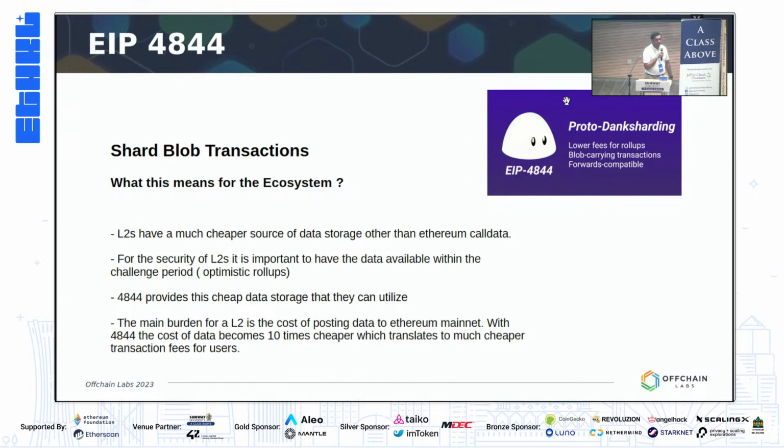There might also be non-L2 use cases for 4844. Maybe some NFT project needs a cheap and less permanent place to keep their JPEG metadata or something.